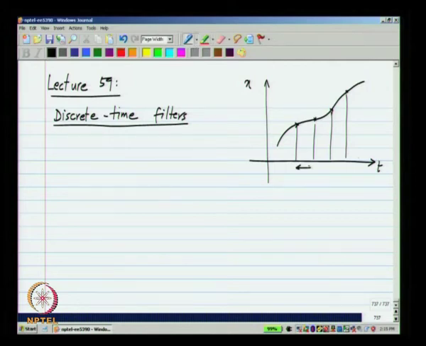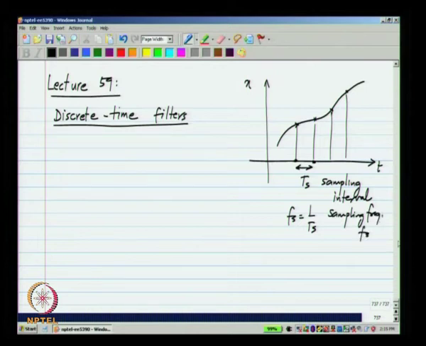And this interval between successive samples is the sampling interval Ts, and the reciprocal of that is the sampling frequency Fs. Now, when we say it is a discrete time filter, it will operate on these samples and it will perform some function, low pass, band pass, or high pass, whatever filtering function we require, and provide output samples.